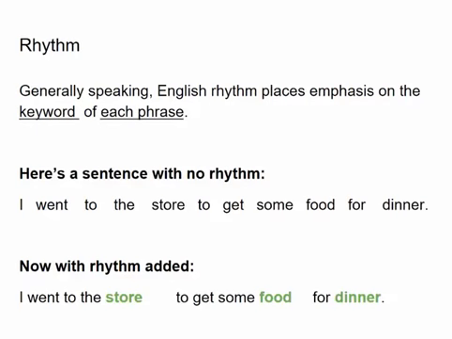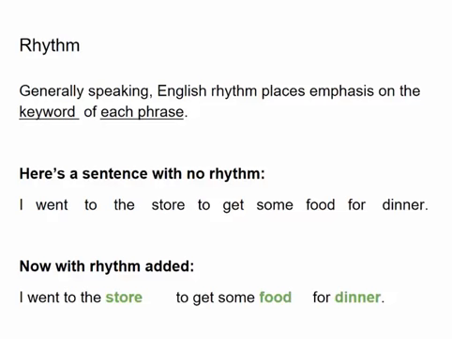Okay, the next category here is rhythm. So at the top here, generally speaking, English rhythm places emphasis on a key word of each phrase. What we're talking about here is that every sentence in English has a kind of rhythm. Let me show you how this works when there's no rhythm to your sentence. So I've got a sample sentence down there below.